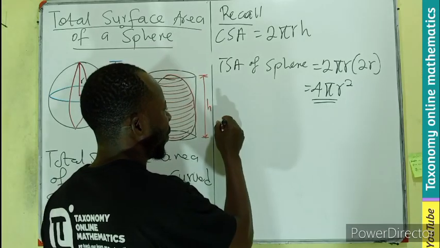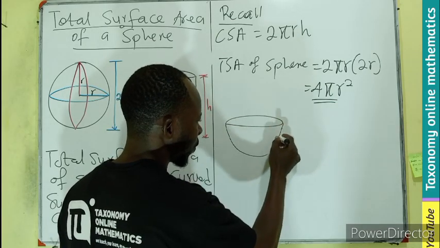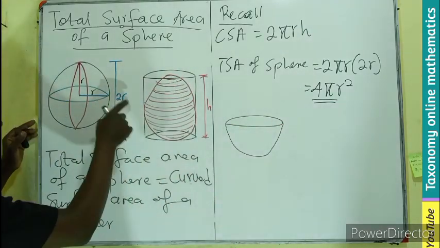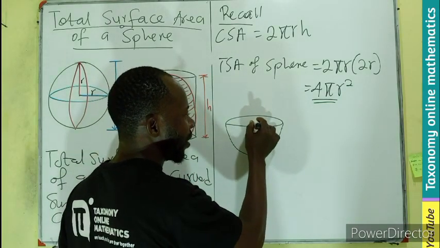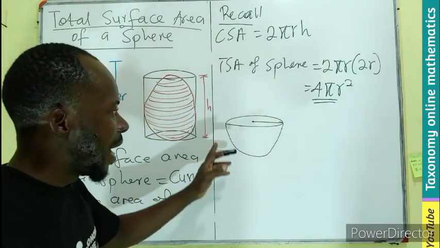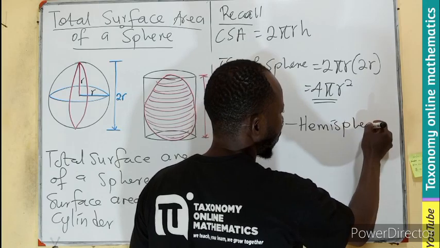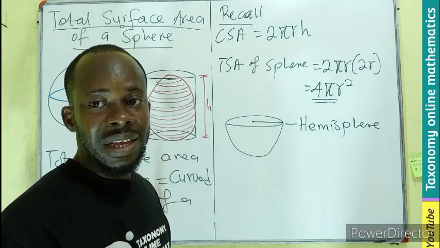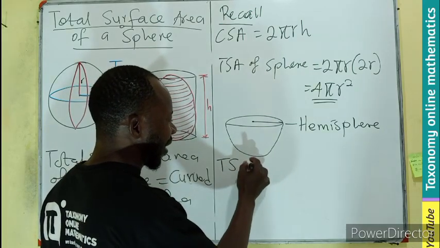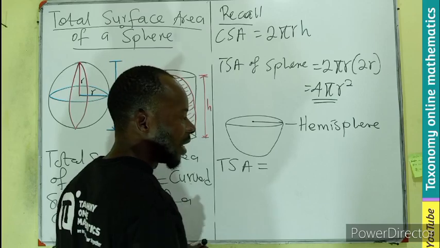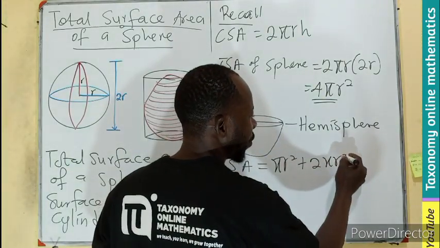Now, we also know we have what they call the hemisphere. This is a sphere. Cutting this on the blue line produces this. So this is going to be the radius. Now, a hemisphere is half of a sphere. So the curved surface area of a hemisphere is going to be 2 pi r squared.